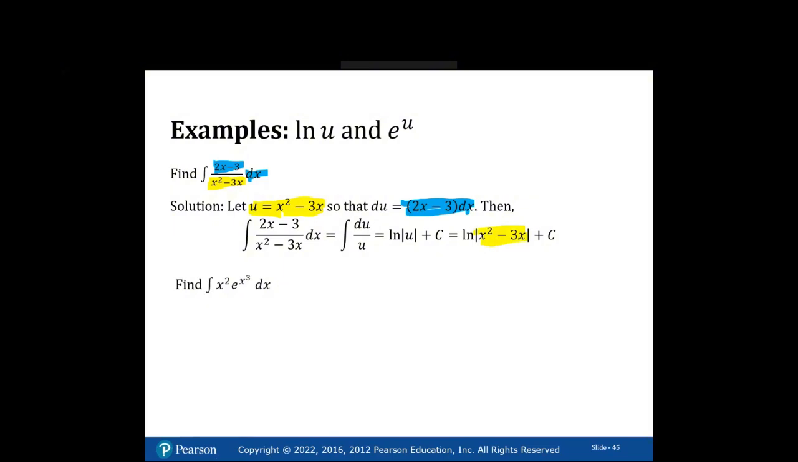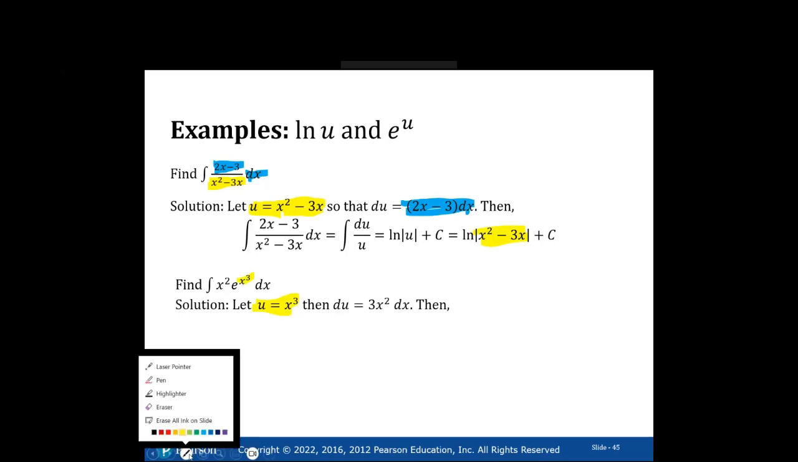So now let's do one with e. Now we know that the integral of e to the x is e to the x, right? Because that's the same for the derivative. But here we're going to use that chain rule because I have e to the x cubed. So x cubed is our u.